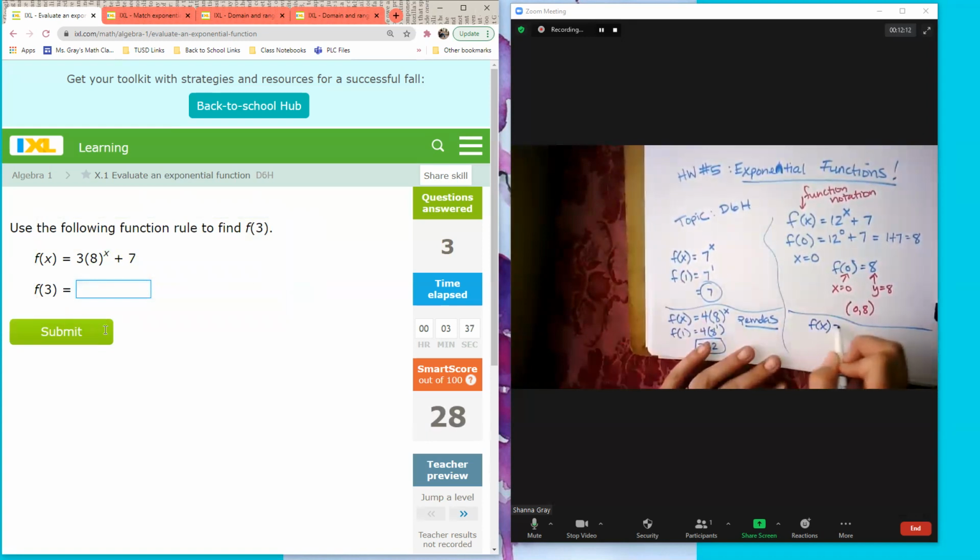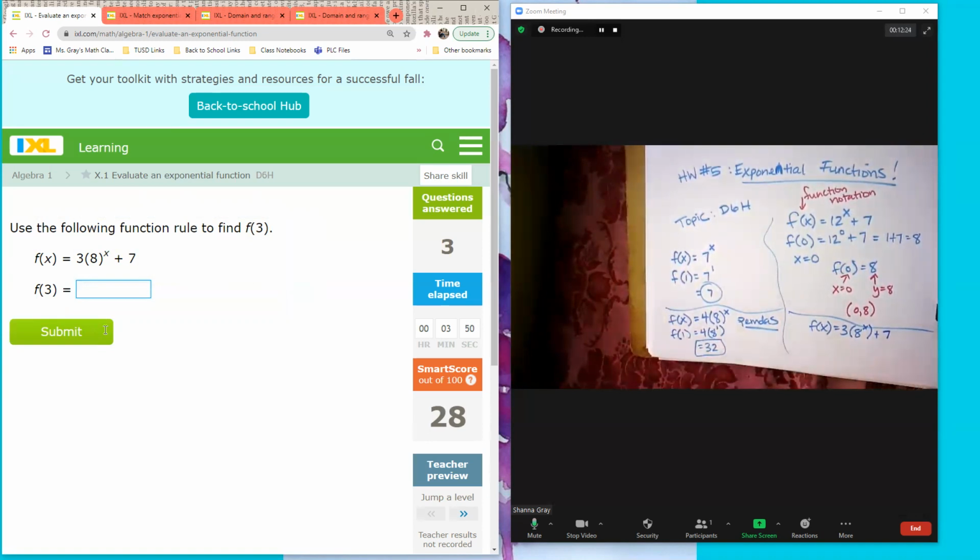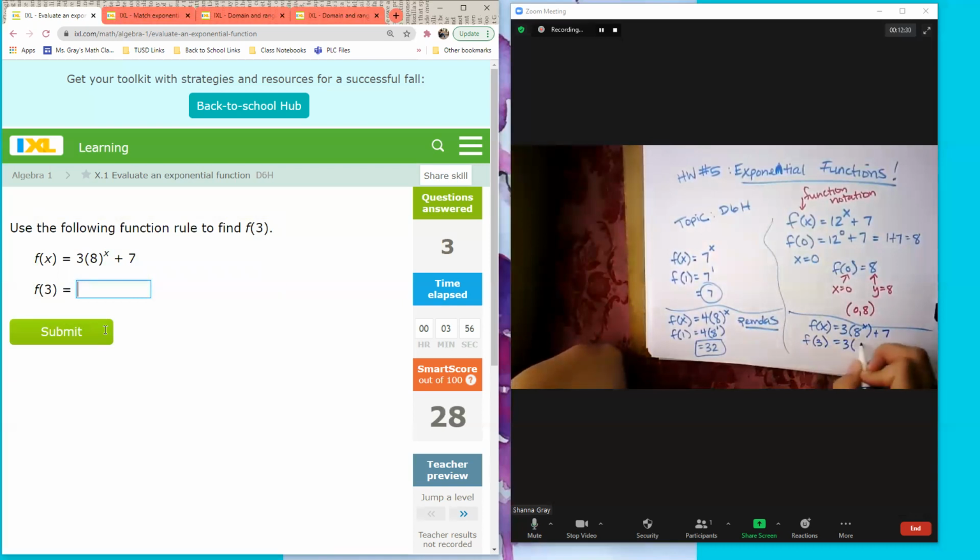f of x equals 3 times 8 to the x power plus 7. Notice I moved the x inside. It doesn't really matter. Well, you do need the parentheses around the 8, but the x can be inside or out. So here I'm going to plug in 3. So 3 times 8 to the 3rd power plus 7.